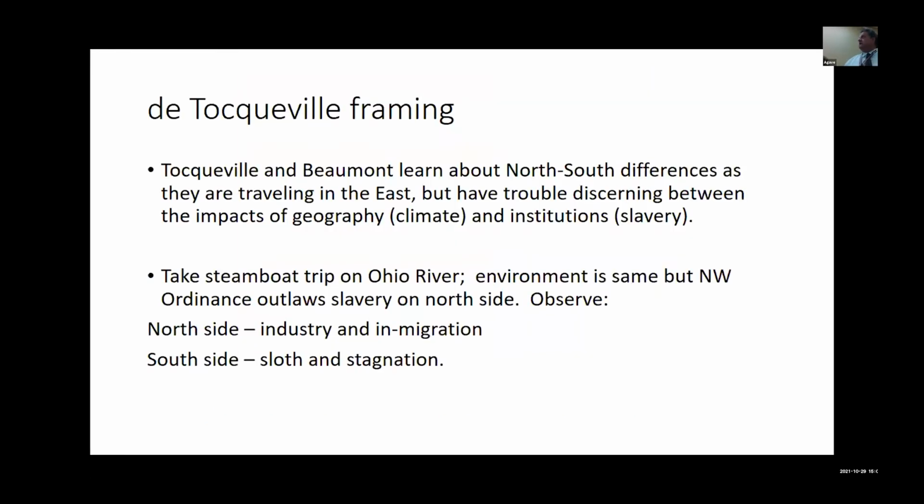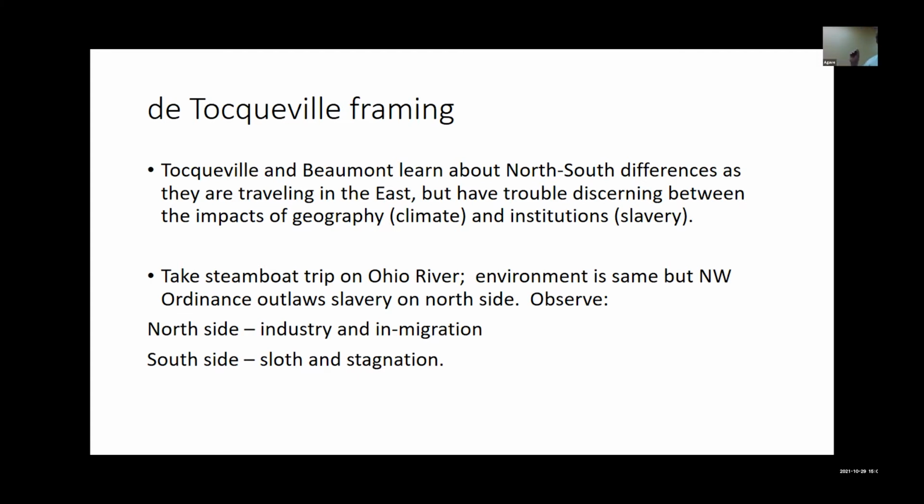The story would be that they come to America to study prisons. They learn a lot about North-South differences when they're traveling in the Northeast, but they have trouble distinguishing between the impact of the geography, the climate, the heat, and the institution, namely coerced labor, namely slavery. They travel to Pittsburgh, get on a steamboat on the Ohio River, go down the Ohio River, and they notice that the environment basically looks the same. That was the picture that Beaumont showed.